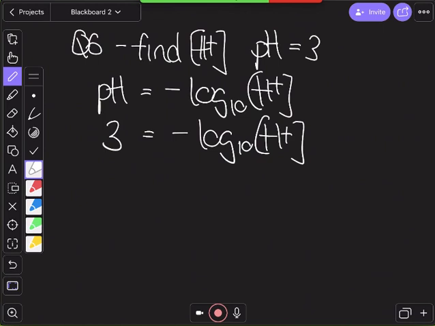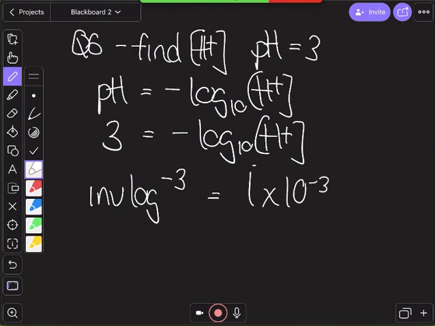Okay, so what we are doing is we have to get rid of the log. So we have to inverse log, and it's negative 3. So literally you press inverse log negative 3, and when you shove that in, it's going to give you 1 by 10 to the minus 3 concentration.